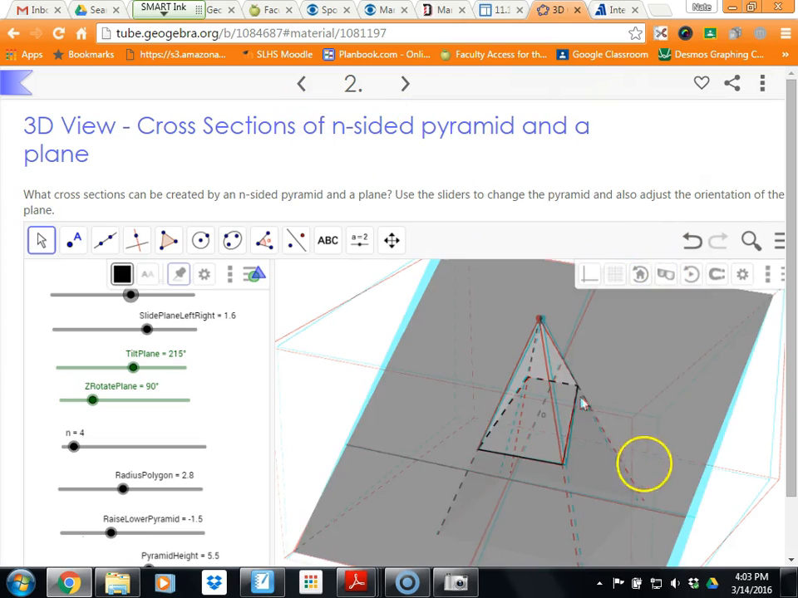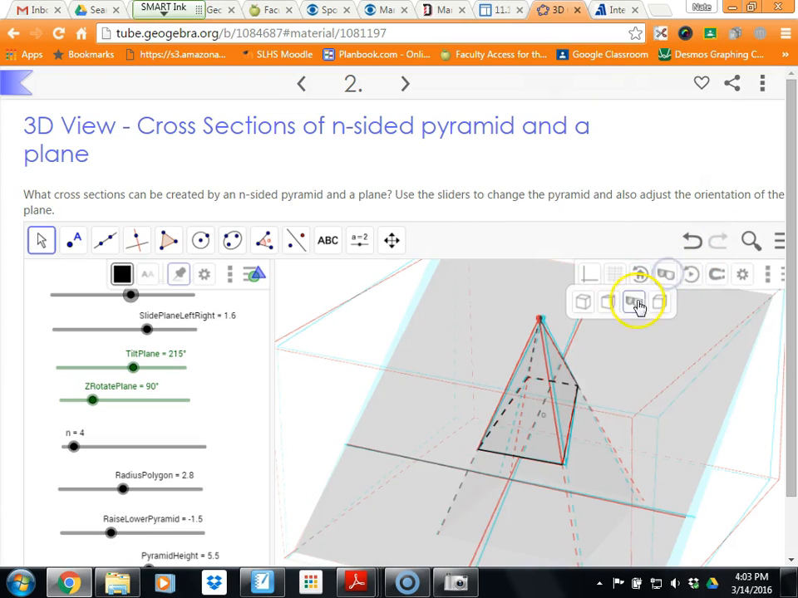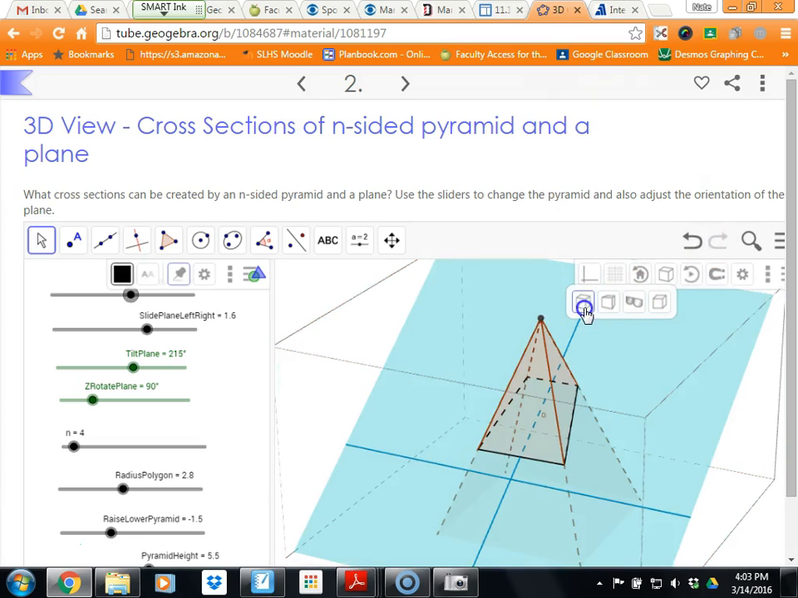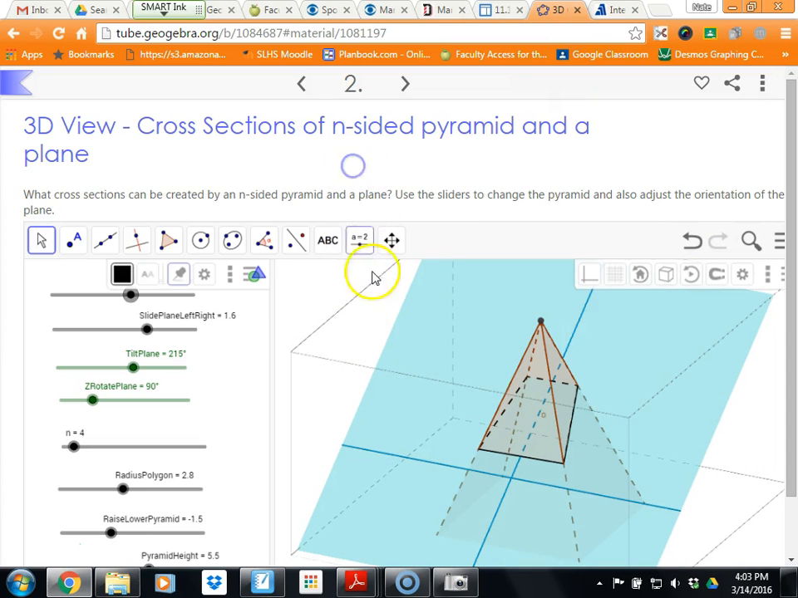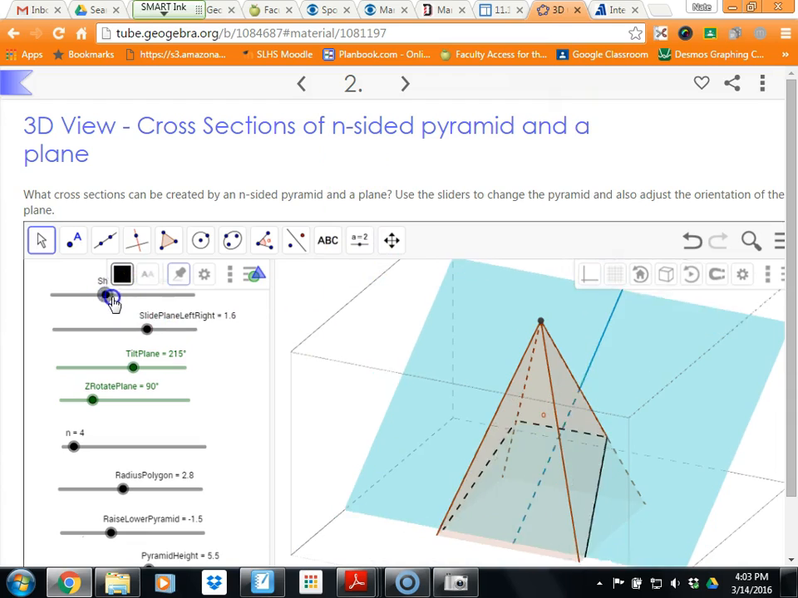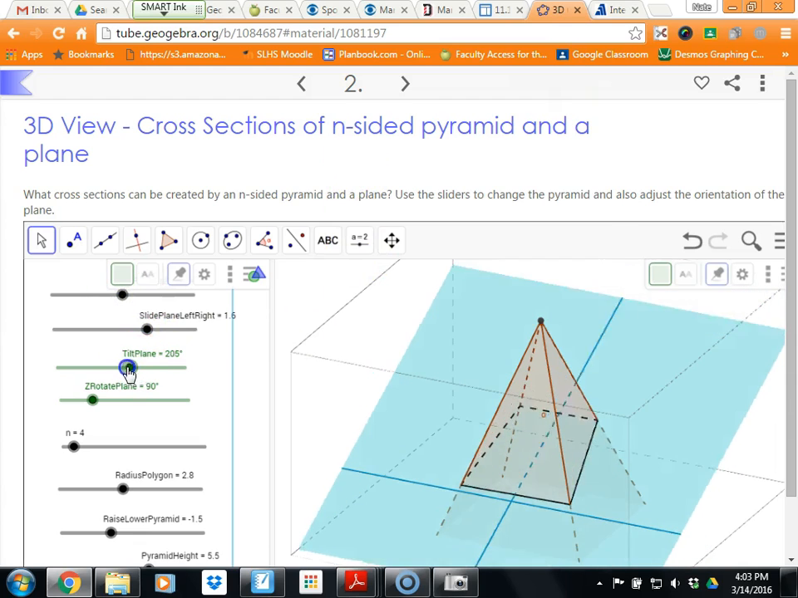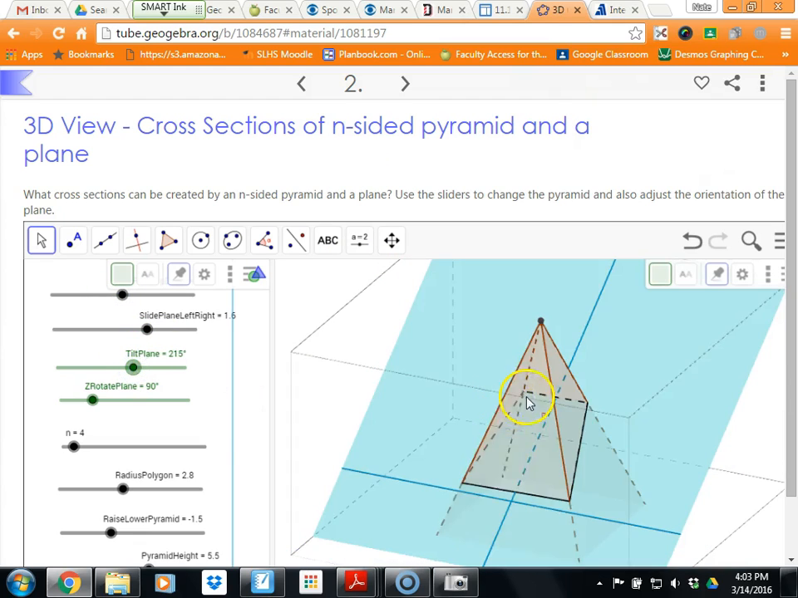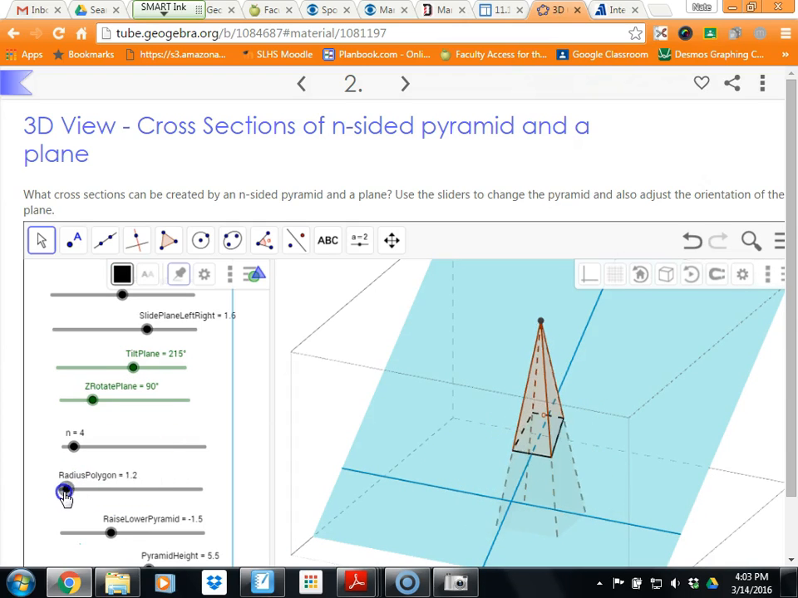So yeah, if you've got 3D glasses, put them on. You can take a look at this. Otherwise, click this button and just change it to three-dimensional. But you can change the size. You can tilt the cross section. You can kind of see the cross section here in black. We can change the size of this pyramid.